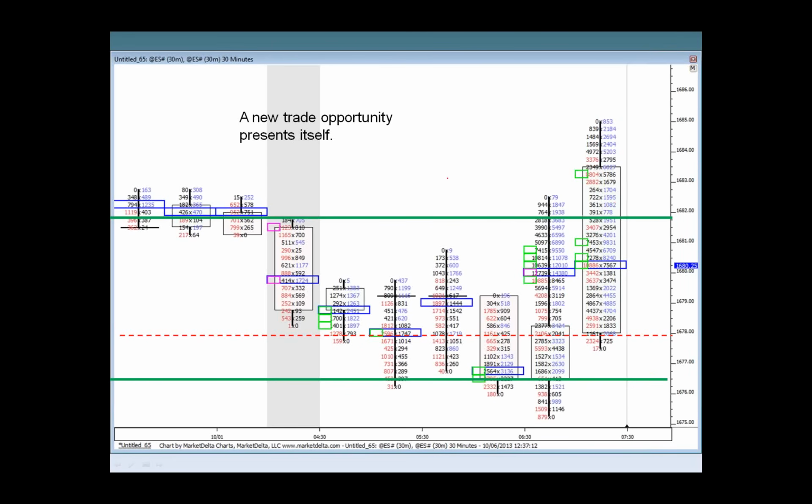And really, I cleaned up the chart again to just re-emphasize for you that now a new trade opportunity presents itself once again. Why? Because price has deviated away from value. Not only that, if you notice here, we have now closed above this level here that was a prior resistance level and caused the breakdown.